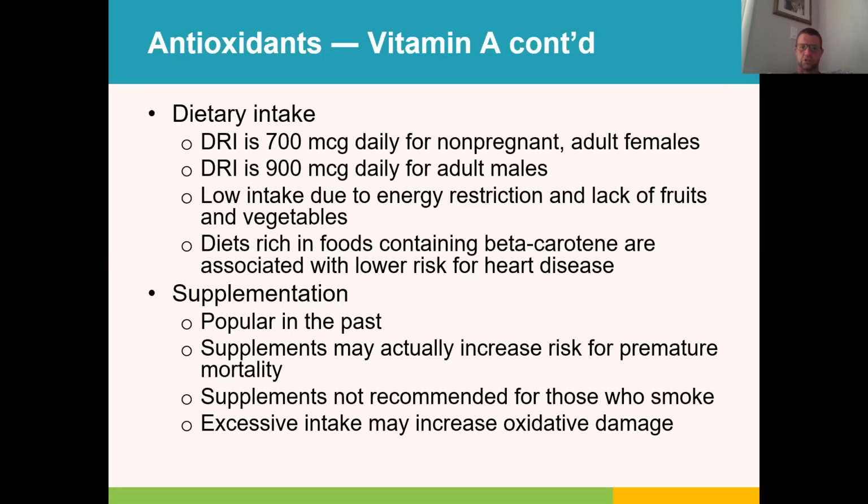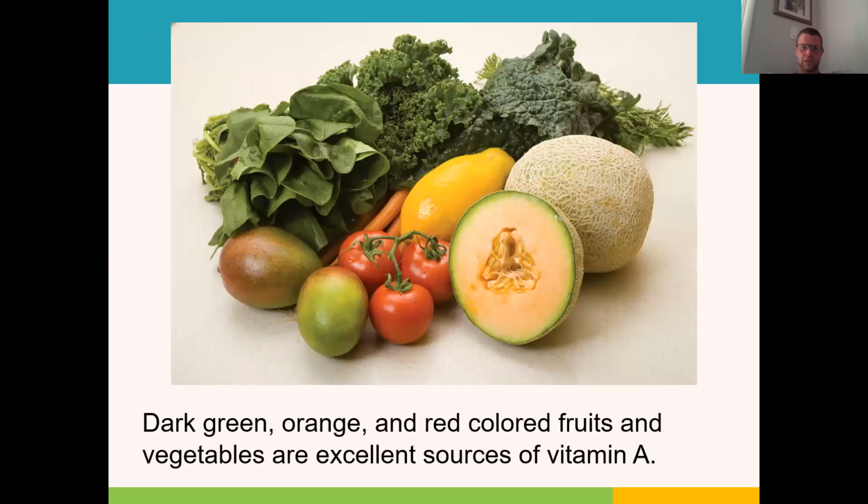Low intake due to energy restrictions, lack of fruit and veggies. Diets rich in foods containing beta-carotene are associated with low risk for heart disease. Supplementation, popular in the past, supplements may actually increase risk for premature mortality. Again, I'd like to see how they figure that out in most studies. And supplements are not recommended for those who smoke. Excessive intake may increase oxidative damage. Okay. So again, dark green, orange, and red colored fruits and veggies are excellent sources of vitamin A. I see some delicious foods on there, so you shouldn't really lack it.